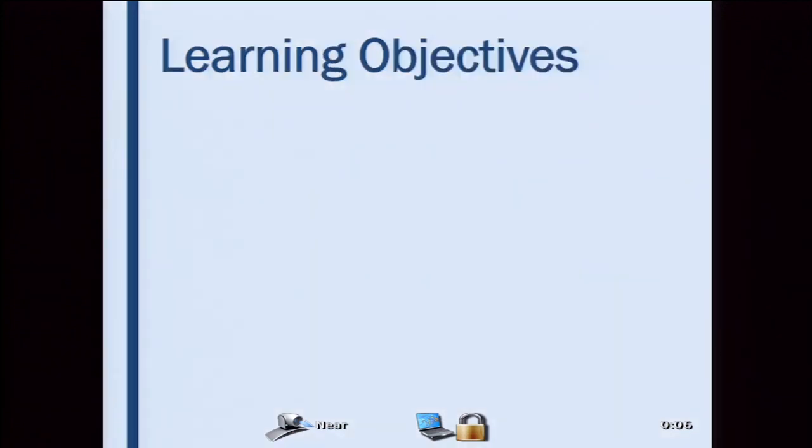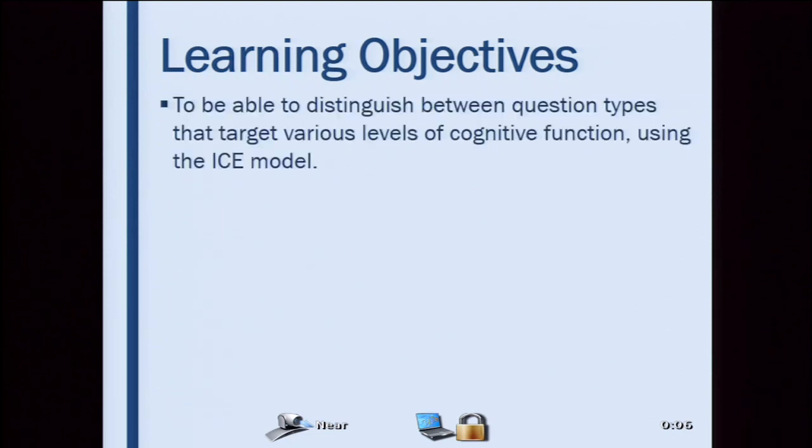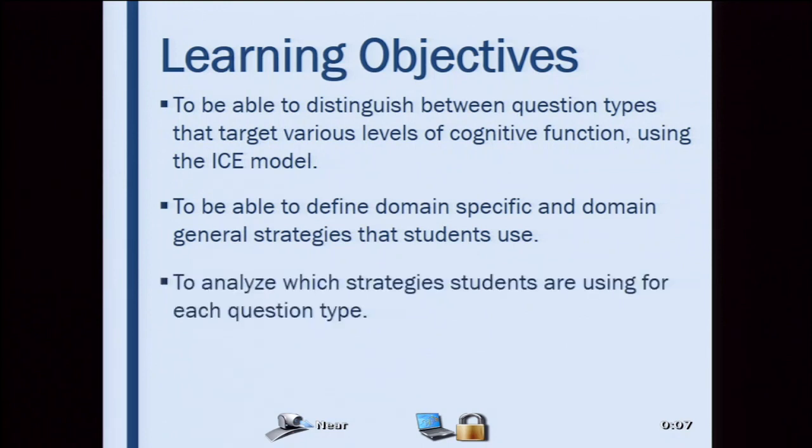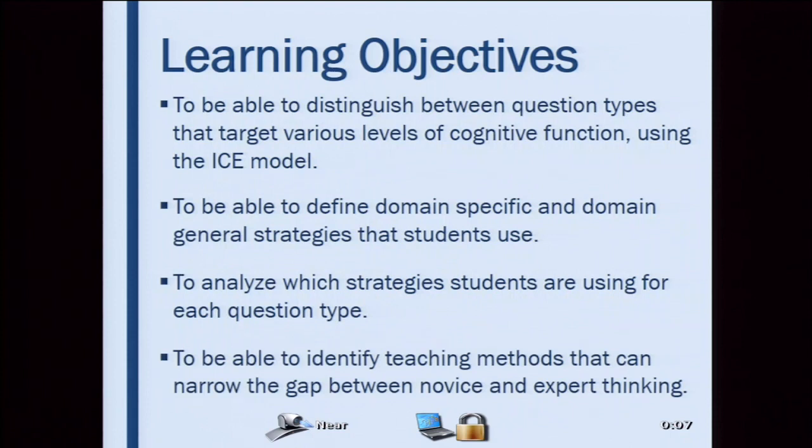Your learning objectives, so hopefully by the end of this, you'll be able to distinguish between question types that target various levels of cognitive function using the ICE model; to define domain-specific and domain-general strategies that students use; to analyze which strategies students are using for each question type, so along with the different cognitive functions, what strategies are used for each; and lastly, to identify teaching methods that can narrow the gap between novice and expert thinking.